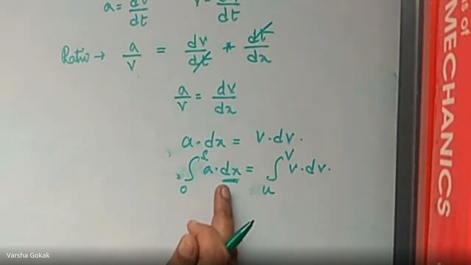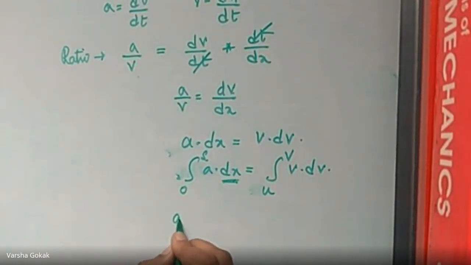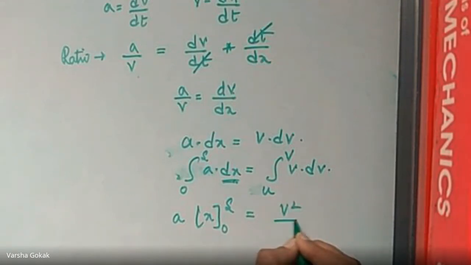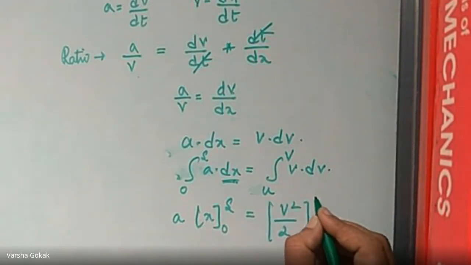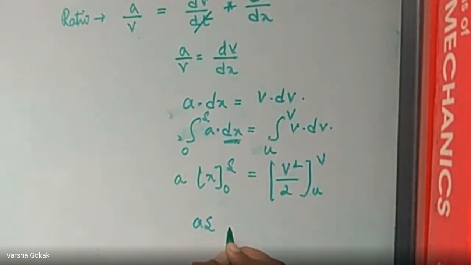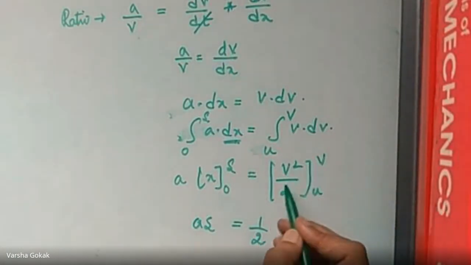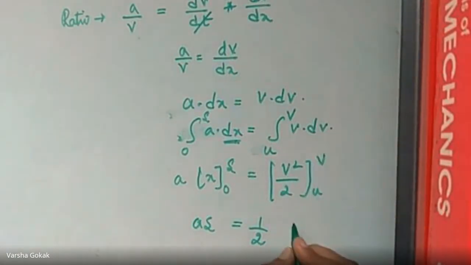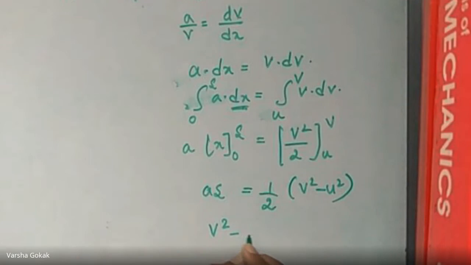When I integrate these two, what are the values going to be? A is a constant. Dx will have its own term coming as x with limits 0 to s, right? And v dv becomes v square by 2 with your limits u to v, right? So when I substitute here, I'll take half outside because it's a constant. V square with respect to your limits u to v becomes v square minus u square. So send this to this side, and you will have the condition v square minus u square equal to 2as.